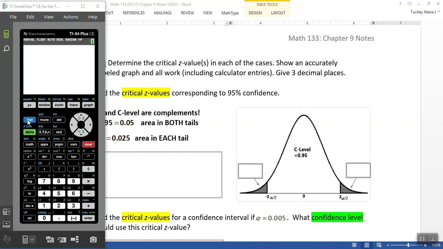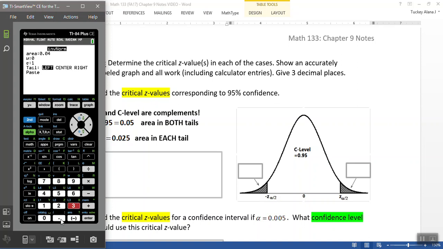All right, so I pulled up the calculator here. I'm going to hit second distribution, then number 3, inverse norm. Now, older calculators, you don't have this option of left, center, and right. So older calculators it's just automatically left. So you type in 0.025, 0, 1, left. You'll hit enter or hit paste, and then press enter, and you'll get the same number I've got, which is negative 1.960.